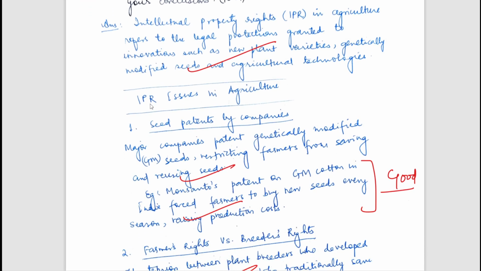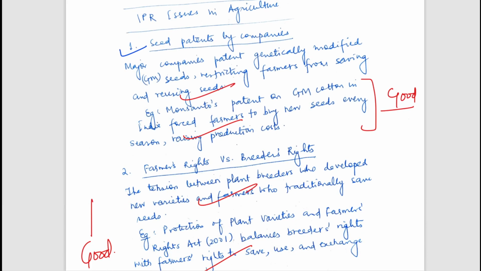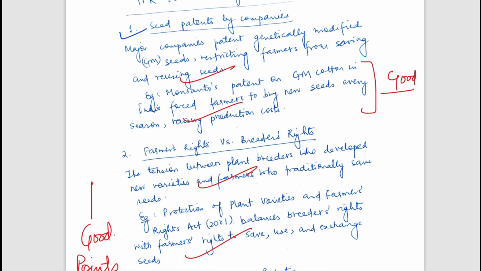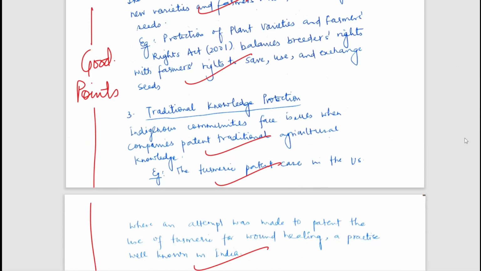So, what are the issues? First, we have to discuss, and the student has discussed it, seed patents by companies. Many times a company is not the sole right producer of the seed, but it is patenting it in its name because the producer is not able to properly patent it, or the producer is unaware of the patents. Many times, local communities produce different kinds of seeds, but they are patented in the name of a foreign company. There are also problems of farmers' rights versus breeder rights.